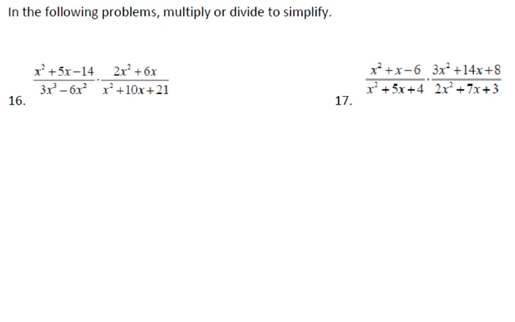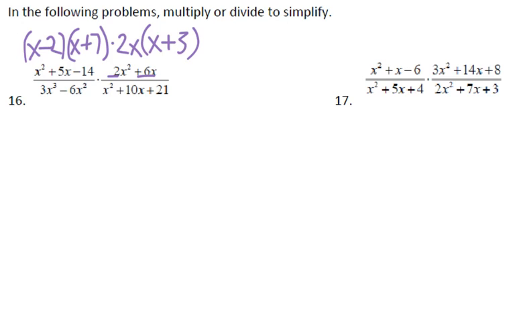So remember, we got to simplify these as much as possible. So this top would be negative 14 that adds up to 5 would be x minus 2 times x plus 7. Pull out a 2x, and we'd be left with x plus 3. On the bottom, pull out a 3x squared. We're left with x minus 2.